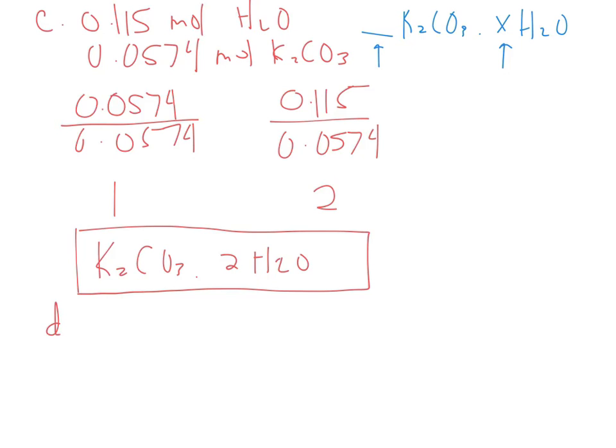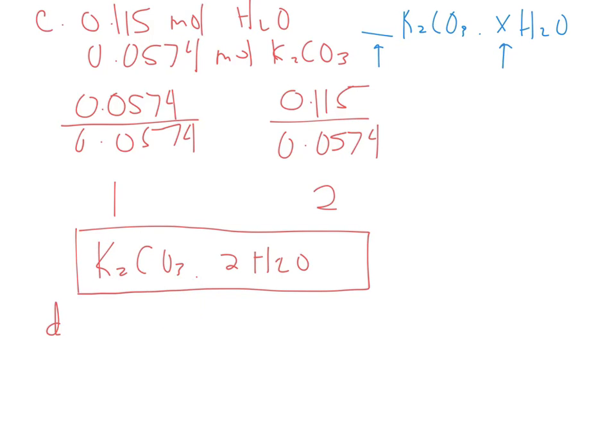And then for D, it asks, how could you determine when all of the hydrated salt has been converted into anhydrous salt? So in the problem you had K2CO3·2H2O, and that is your hydrated salt. And then it was heated, and it evaporated the water, and then you're left with the anhydrous salt.